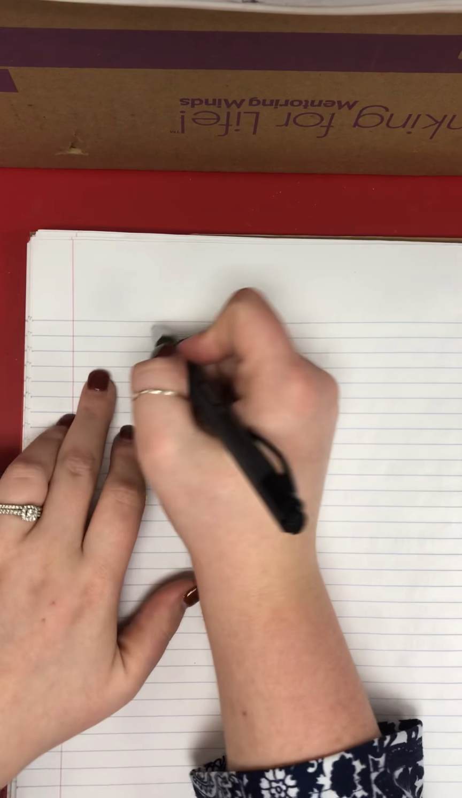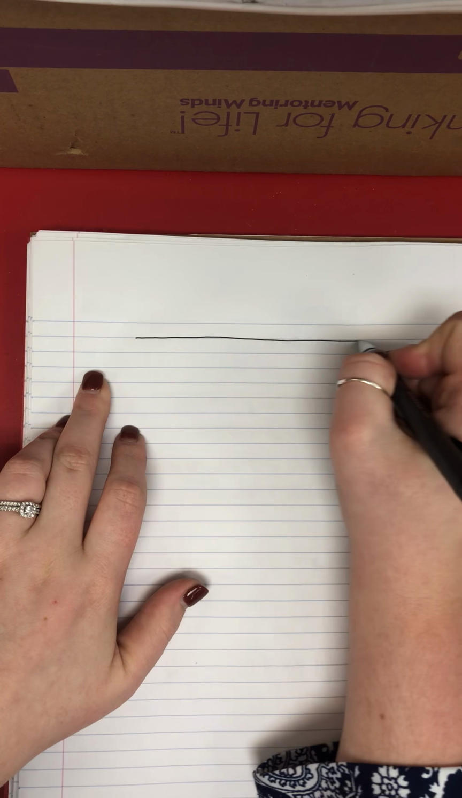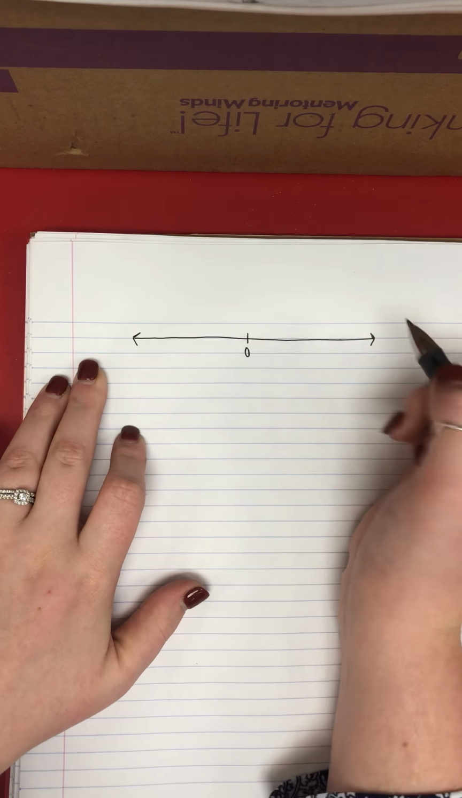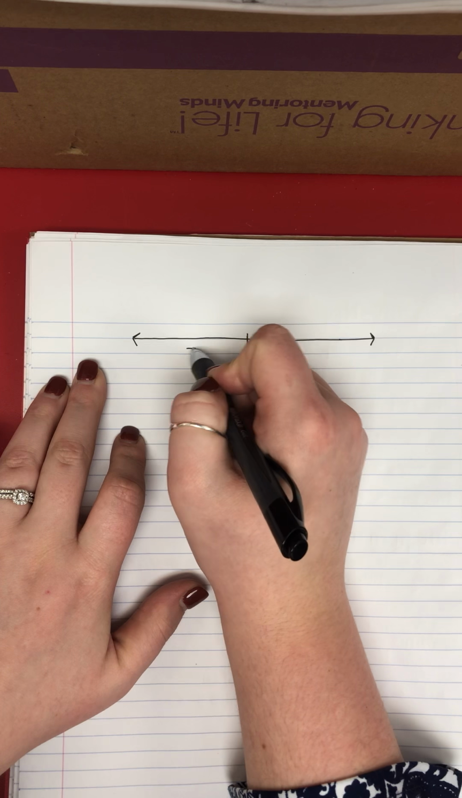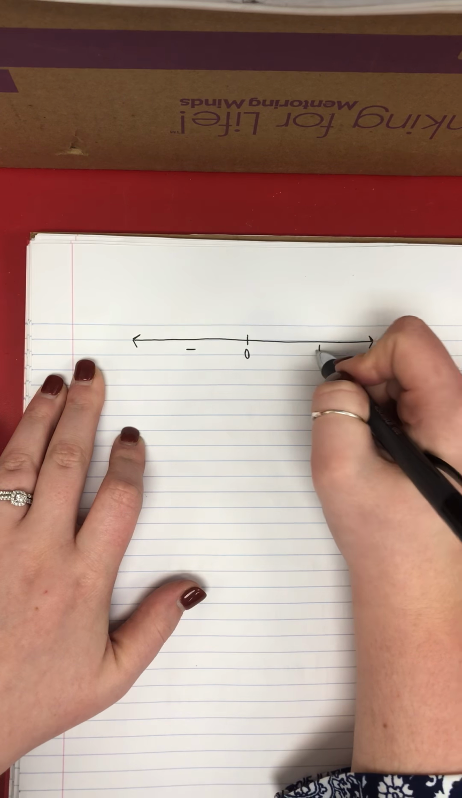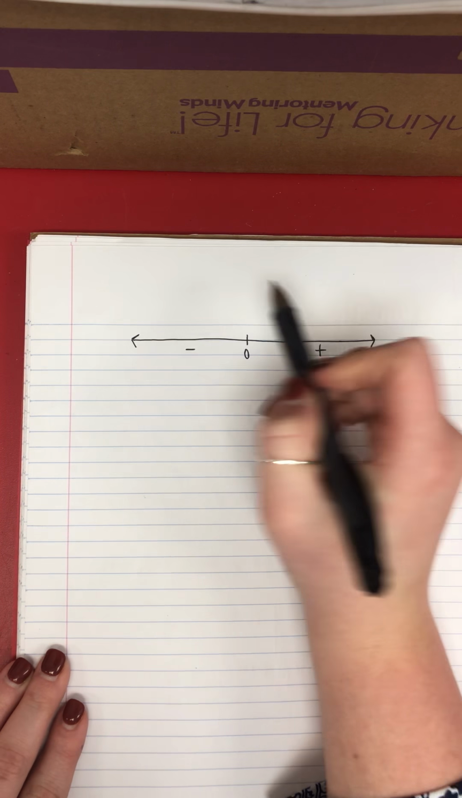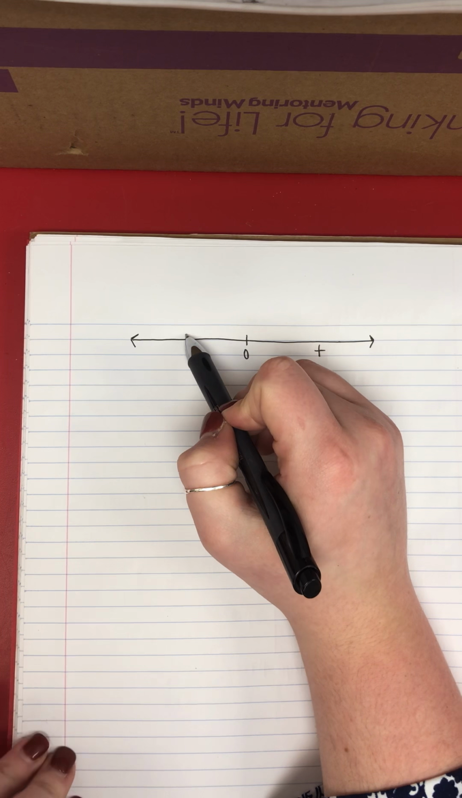Okay? So we're going to start. Actually, before examples, I want to show you a number line. So draw this number line on your paper really quick. Okay, we have 0 in the middle. We know if we go to the left, we have negative numbers. To the right, positive numbers. So if we move to the right, we're going to get bigger. If we move to the left, we're going to get smaller.